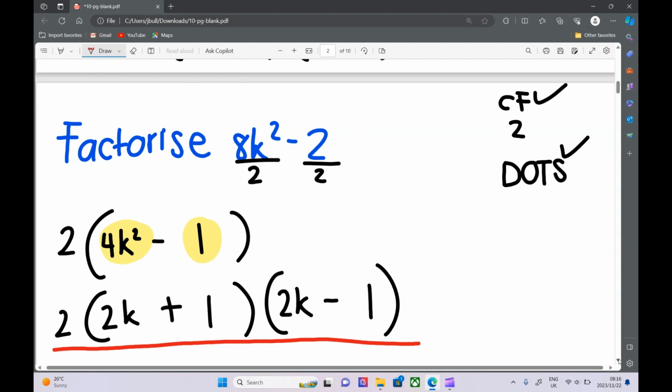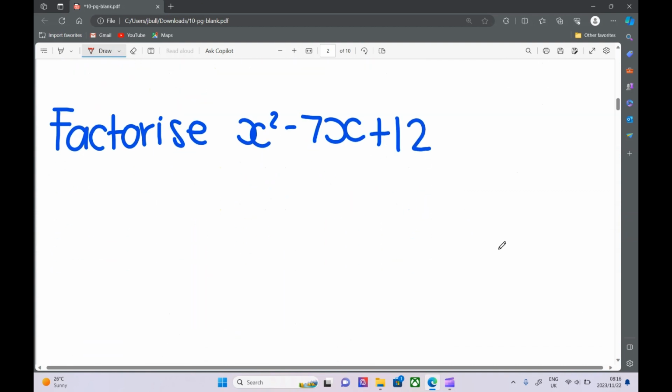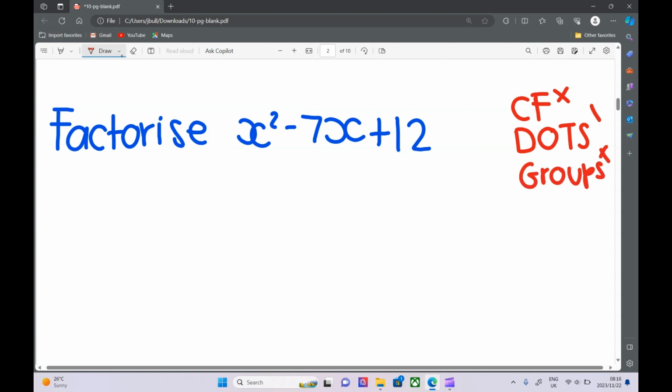If we look at another one, so factorize x squared minus 7x plus 12. So run through your list if you don't recognize it immediately. So common factors, we don't have any common factors. We don't have any dots. We don't have any groups. So what we do have here is a quadratic. Okay, so it just helps to have this list in the back of your head so you have something that you're looking at, so you're not just staring at it.